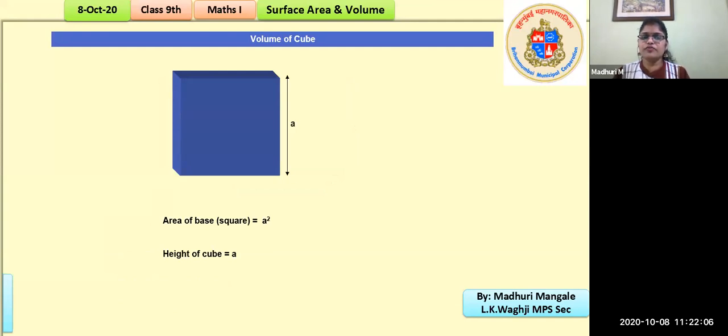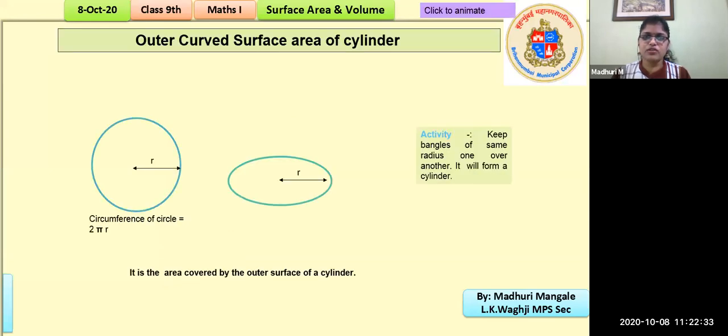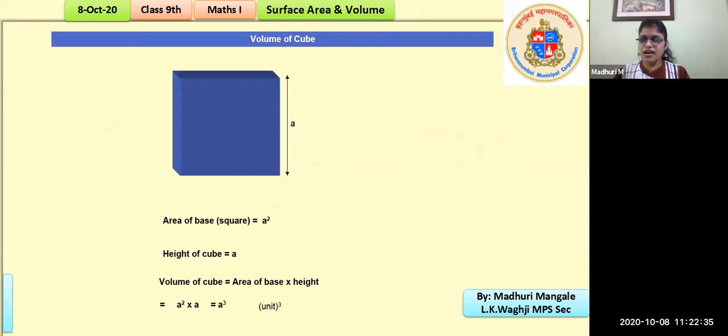Same works with the cube as well. So for the volume of a cube, the area of the base is a square, that is side square. And then we multiply by the height, which in this case is a, that gives us a cube. The volume of a cube is a cube, and the volume of a cuboid is LBH. All right. So far we have looked at the surface area of a cube and cuboid. Likewise, we have looked at the volume of a cube and volume of a cuboid.